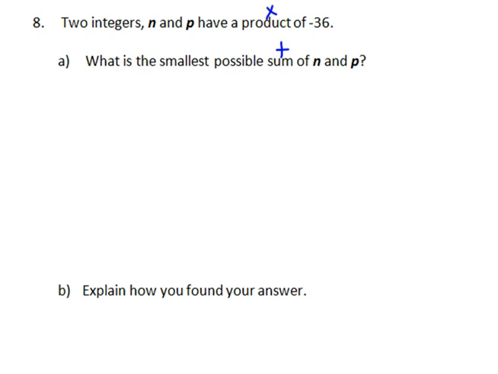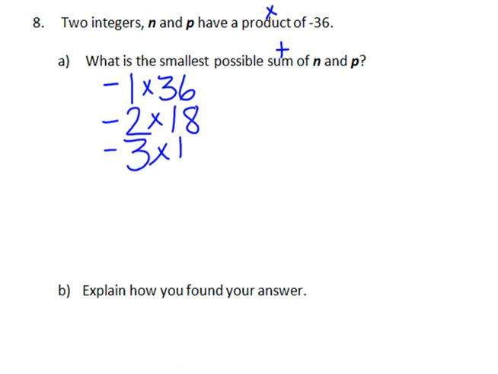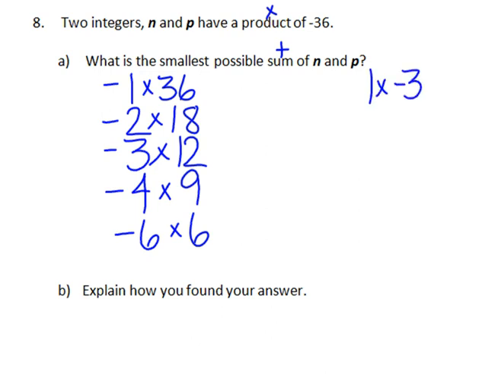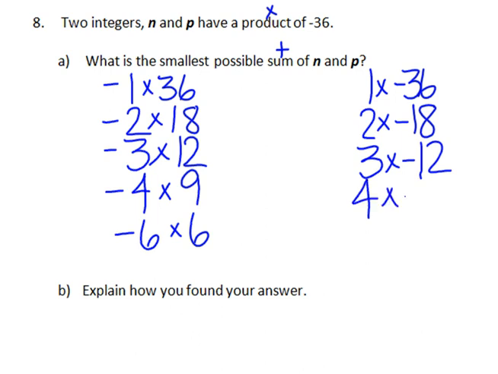So we could write negative 1 times 36. We could do negative 2 times 18, negative 3 times 12, negative 4 times 9. 5 won't work. 6 will work. We could do negative 6 times 6. Okay, then the other options are just the reverse of that. So we could do 1 times negative 36, 2 times negative 18, 3 times negative 12, 4 times negative 9, and 6 times negative 6.